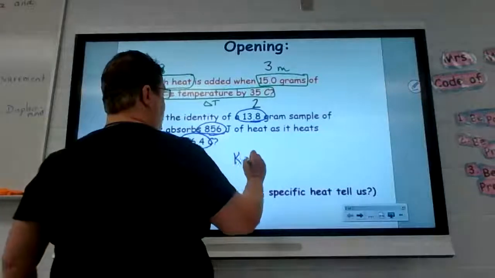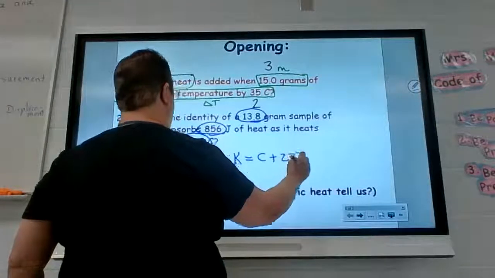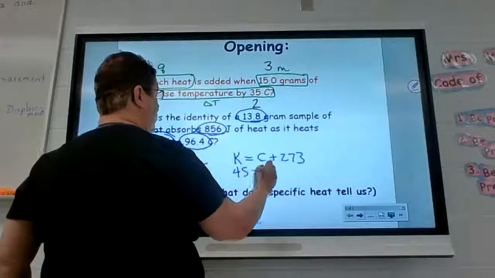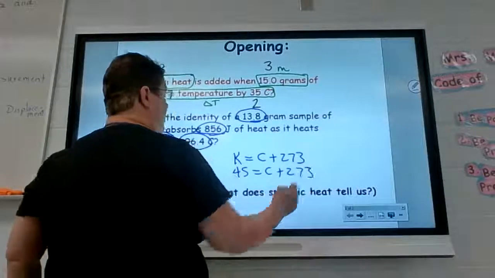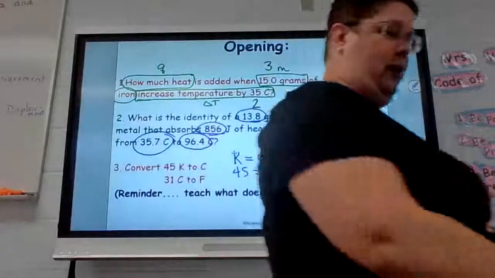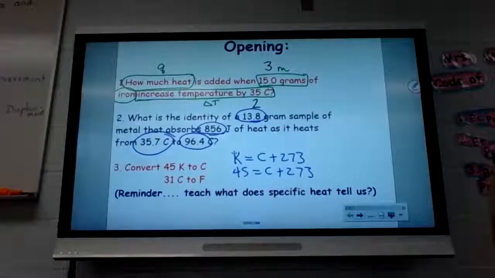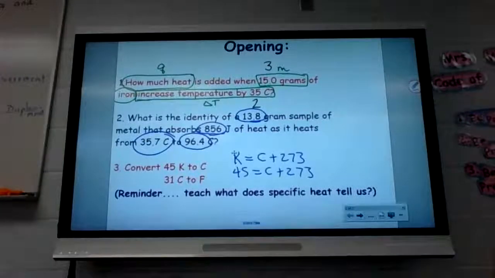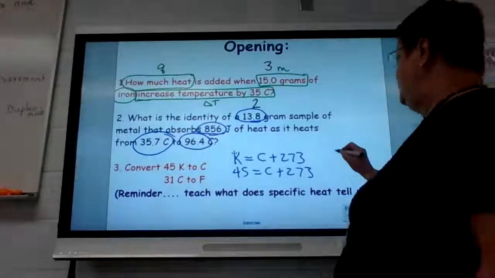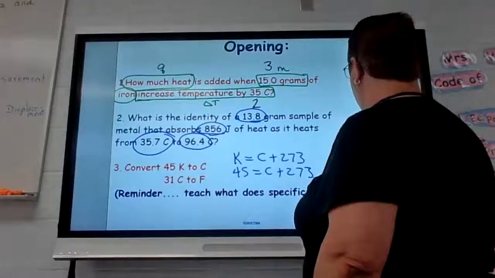Okay. So Kelvin to Celsius. So K equals C plus 273. 45 equals C plus 273. What's 45 minus 273? Sounded like you yawned. Minus 228. So negative 228 degrees Celsius.